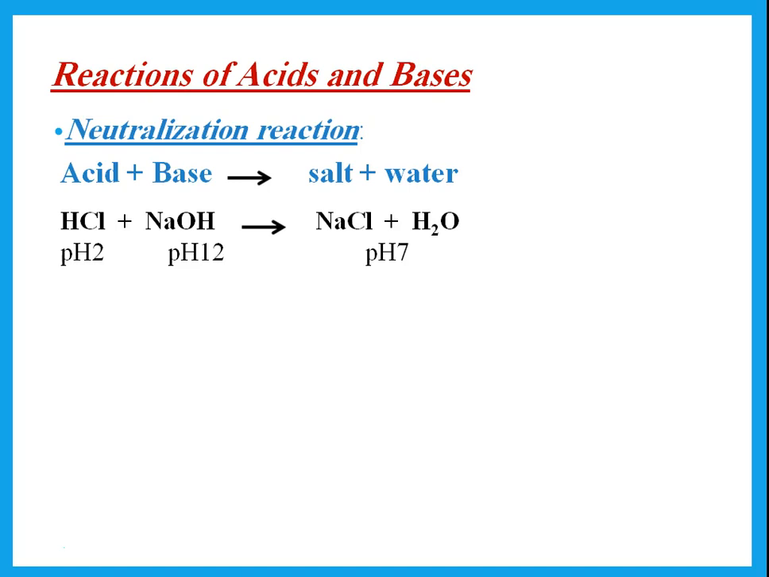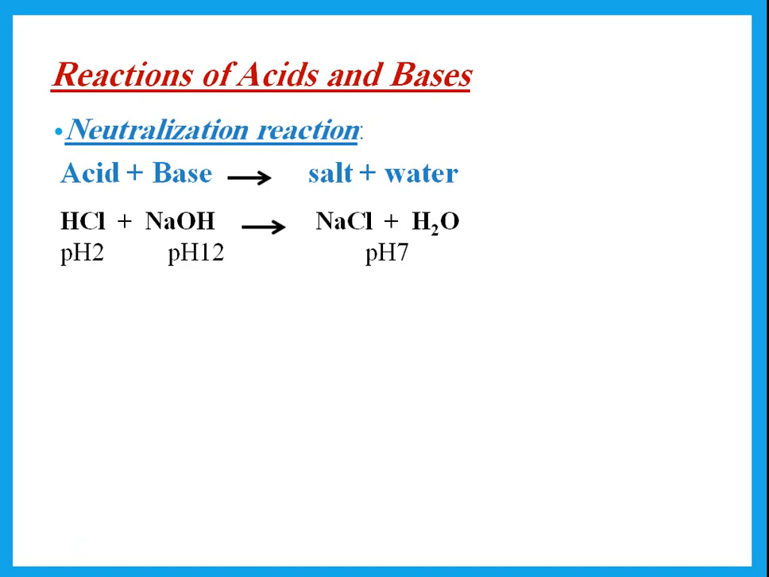Now, what would be the pH of the acid? We said HCl is a strong acid, so its pH is either 1 or 2 or 3. Sodium hydroxide is a strong base, so its pH is 11, 12, 13, 14, any one of that. And when they react together, what do they give? They will give sodium chloride plus water. That's my salt.